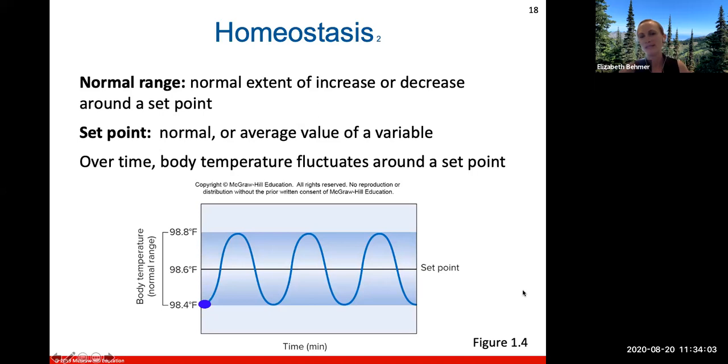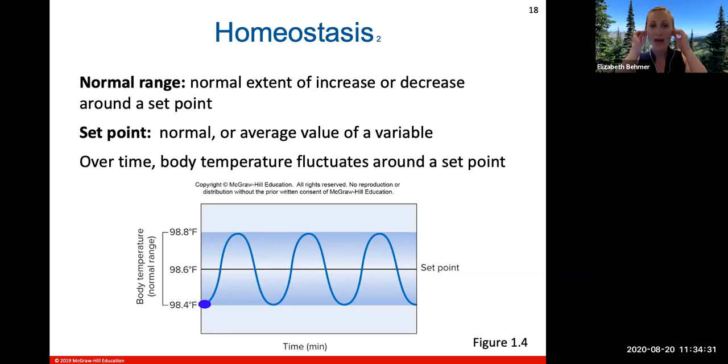The normal range is the normal extent of increase or decrease around a set point. So many of these variables in your body, like blood glucose, protein levels, other substances that you can measure in your blood, have a normal range of values. And that's something that doctors will check when you get your blood drawn. They'll make sure that everything within your blood is falling within a normal range.